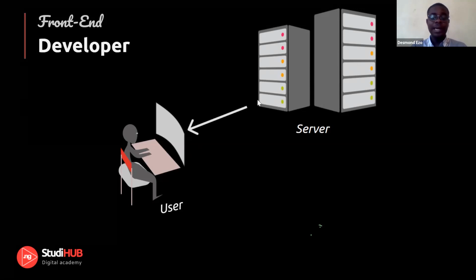So if I go to my browser and I type in facebook.com, what happens is that a copy of facebook.com is sent to my computer. That is why I can use it. So the only thing is that the website has two parts. It has the front end part, it has the back end part.